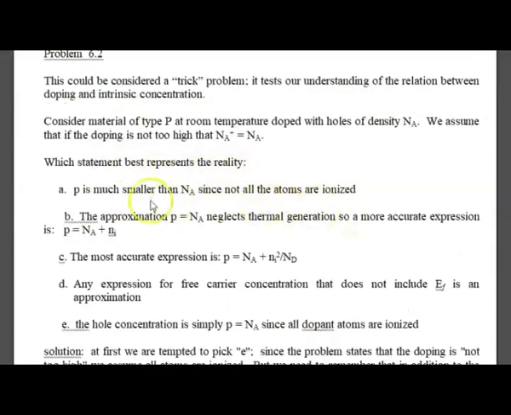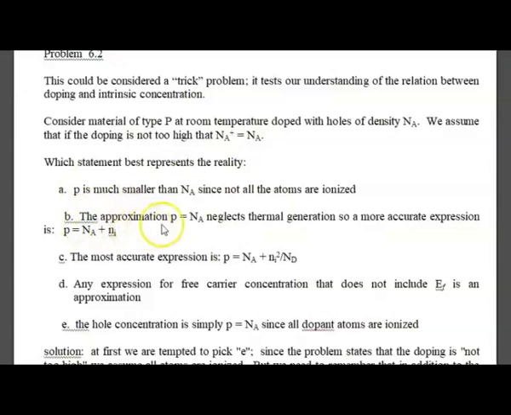Okay. A: p is much smaller than Na, since not all the atoms are ionized. Well, that's obviously wrong, because we assume that all the atoms are ionized. That's basically what this equation states. It doesn't state it explicitly, it states it in the form of the equation, but I think it's reasonable to assume that that's what they're saying. And of course, this is the exact opposite of statement A.